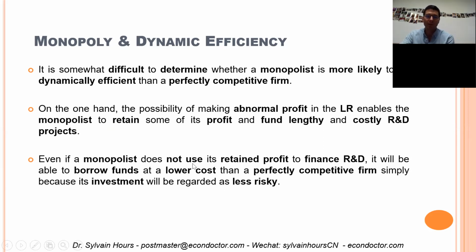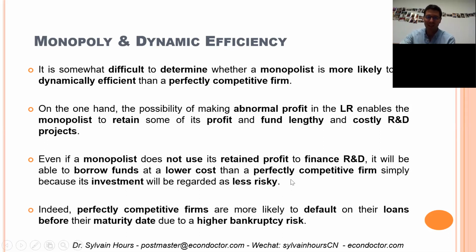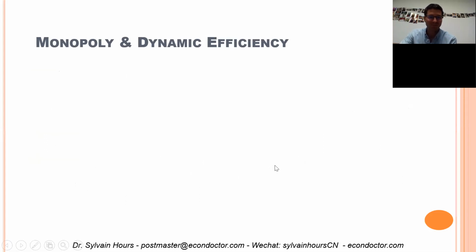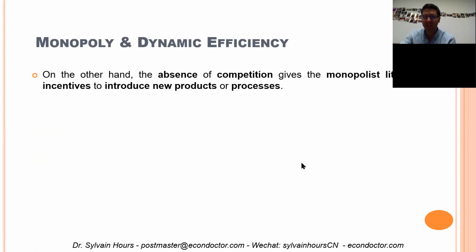Even if a monopoly does not use its retained profit to finance R&D, it will be able to borrow funds at a lower cost than a perfectly competitive firm, simply because its investment will be regarded as less risky. Because it's a bigger company, it's more likely to be there in 20 years and to pay back the loan than a perfectly competitive firm. Okay, that's what I explained here. But let's talk about incentive. On the other hand, the absence of competition in a monopolistic market gives the monopolist little incentive to introduce new products and processes.